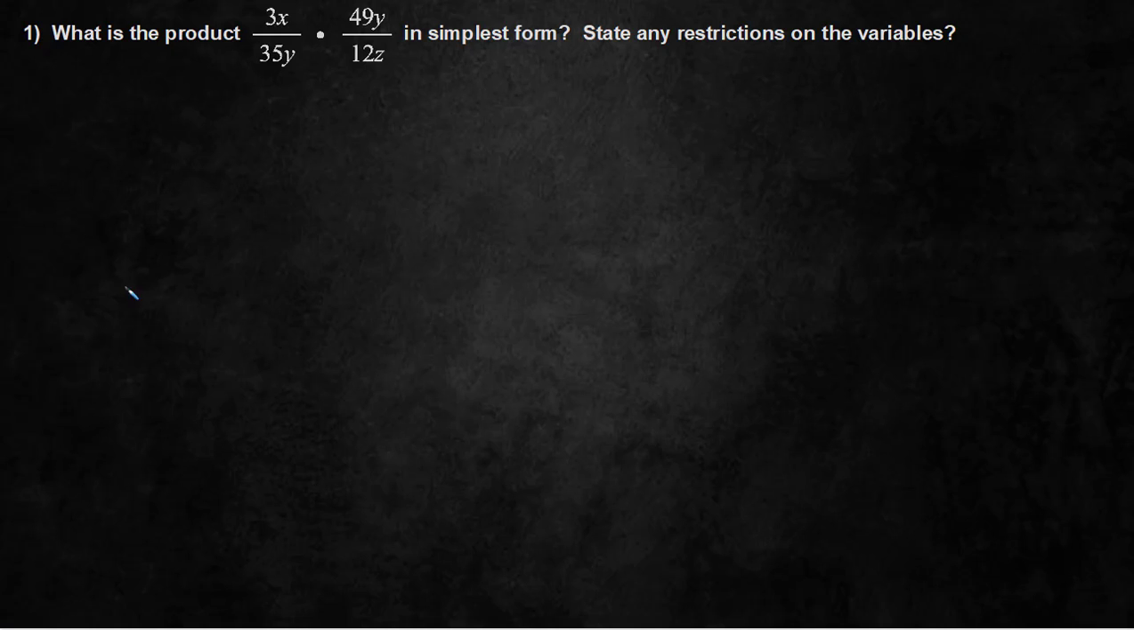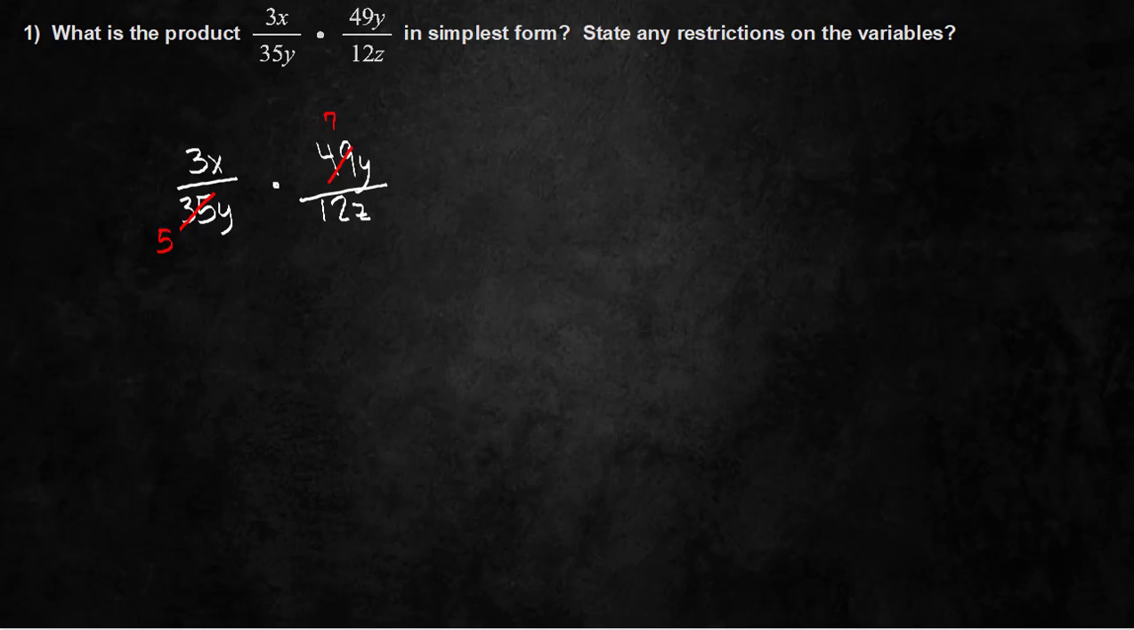And so let's look at what it is when we have 3x divided by 35y times 49y divided by 12z. And so I'm going to use different colors to show what I cancel with each other. So the 35 and the 49 are both divisible by 7. So 35 divided by 7 is a 5. 49 divided by 7 is 7.